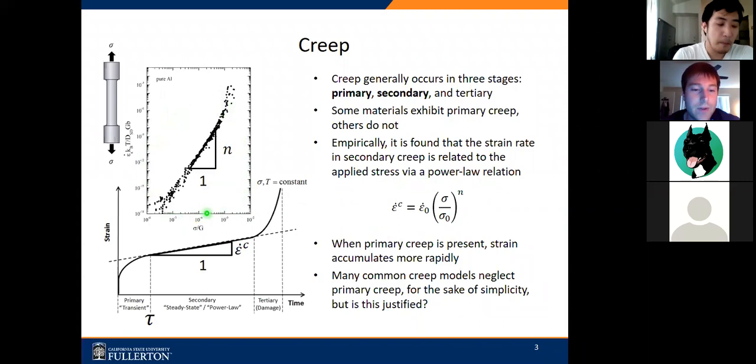If you dig in, you can find the original creep curves. I'm gonna show you some creep curves in a second for actual materials, and you can get a sense for how prevalent primary creep is. But for the most part, primary creep is an emergent area of research. It hasn't been investigated that much to date.